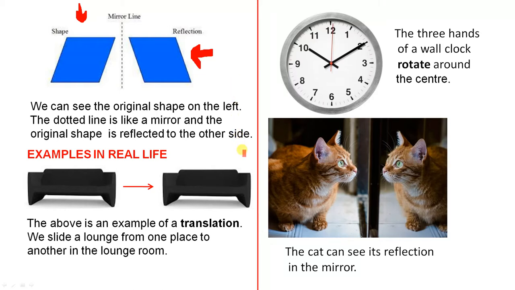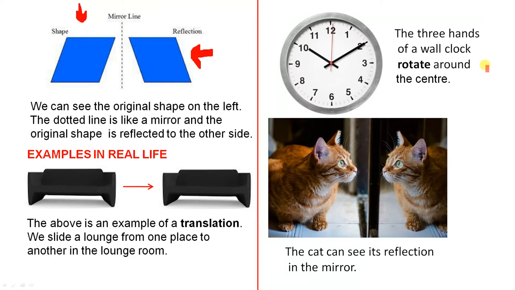Let's have a look at some examples in real life of those three transformations. The above is an example of a translation. We slide a lounge from one place to another in the lounge room. So how often have we done that? We don't want the lounge to be here, so we just move it in a particular direction, just in a straight line. That might be against a wall there, and you just want to move it to that position there. So that's a perfect example of a translation.